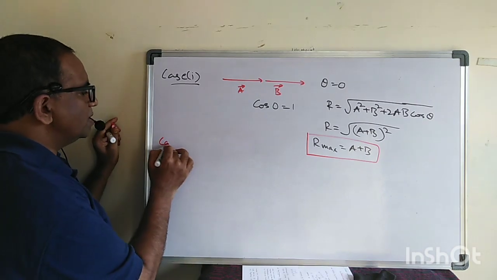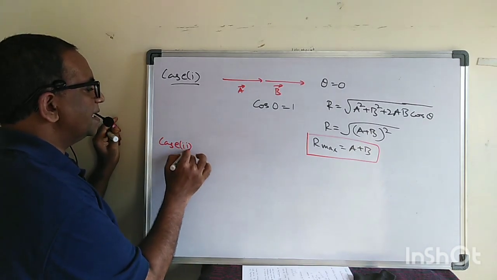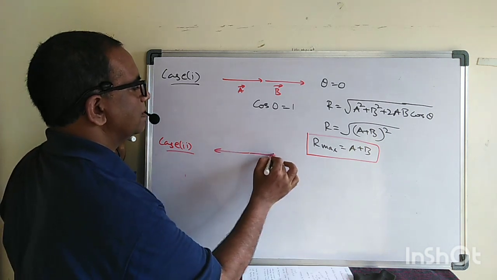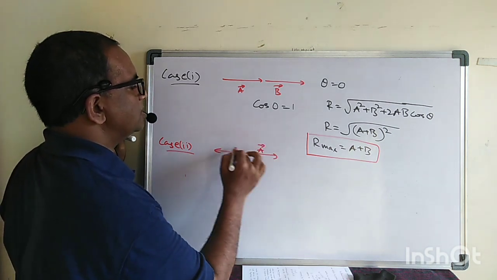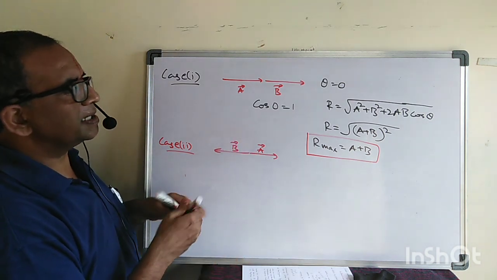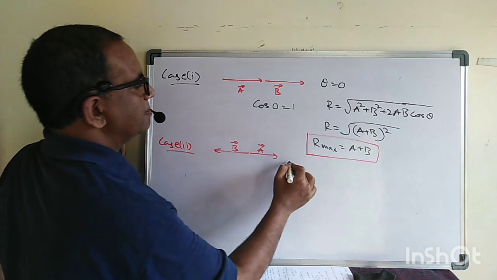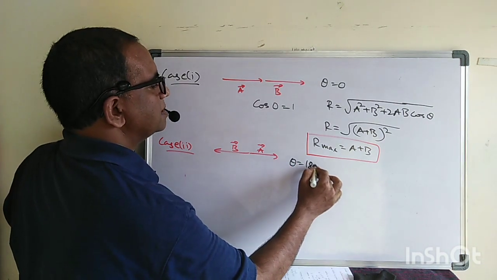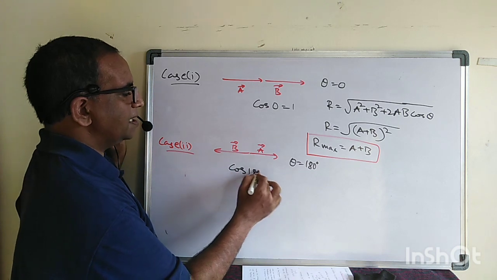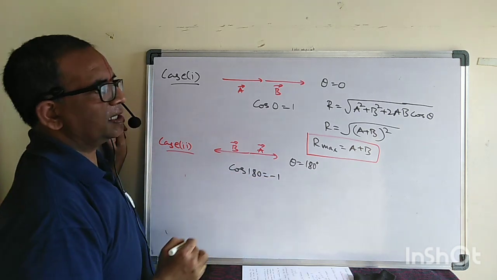Now see case 2. What is case 2 here? Let us say the two vectors are acting in opposite directions. Let's say this one is vector A, this is vector B. If they are acting in the opposite direction, what is the angle between them? Theta is equal to 180 degrees. If theta is equal to 180 degrees, what is cos 180? Cos 180 is minus 1.